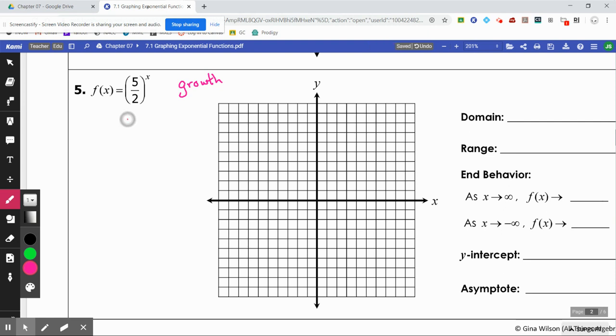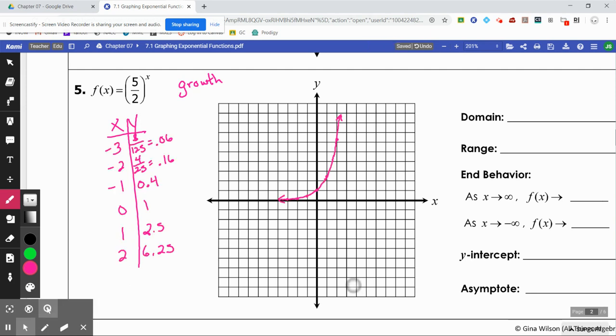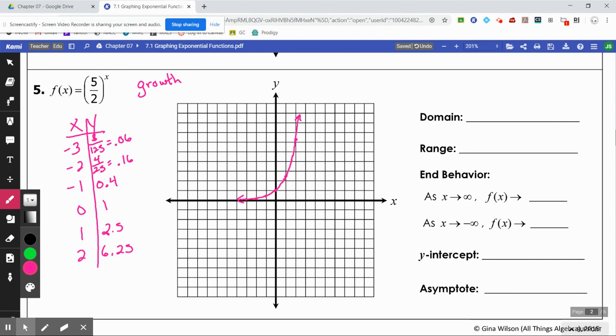Let's do a t-table. Let's plug in the same values and see what we get. And there is our graph. And again, notice that from left to right, this is a growth function.